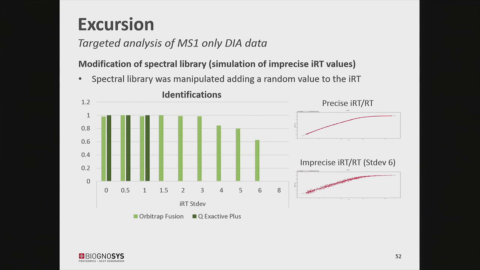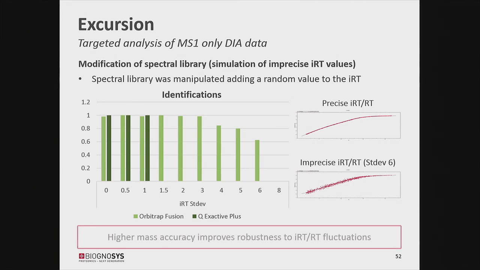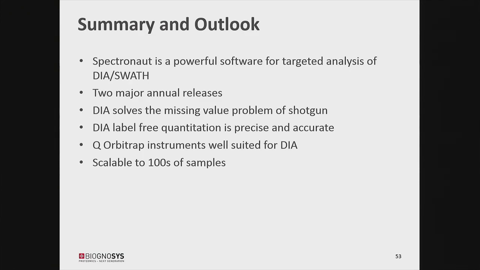So this is very realistic, accurate retention times. It's actually even a bit pessimistic, I would say. And it was still working. So this was very interesting for us. So the higher the mass accuracy gets, the more robust you get to the retention time fluctuations. Yeah, that was already it.